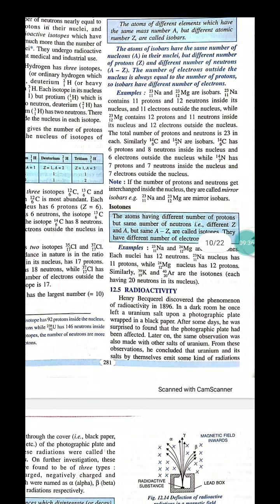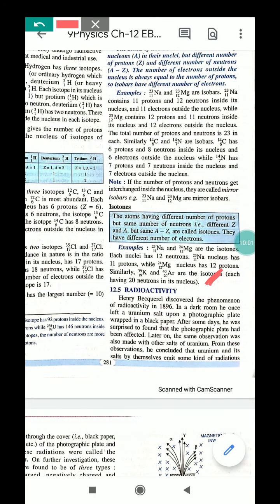Now isotones: the atoms having different number of protons but the same number of neutrons, that is, different Z and A but the same A minus Z, are called isotones. They have different numbers of electrons. You have to go through this, and this is very easy. If you read this, you will be able to understand. Next step, we will start radioactivity, and we have to go through this elaborately so that we may be able to understand the chapter.